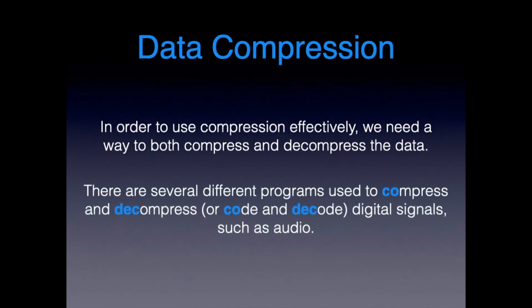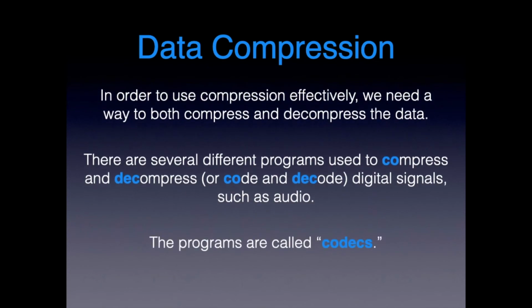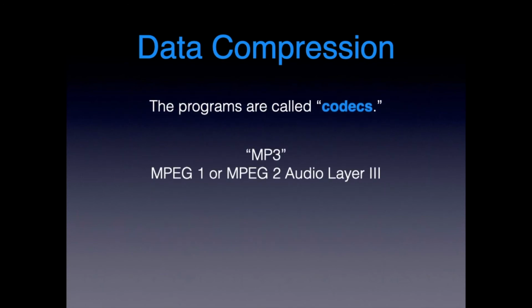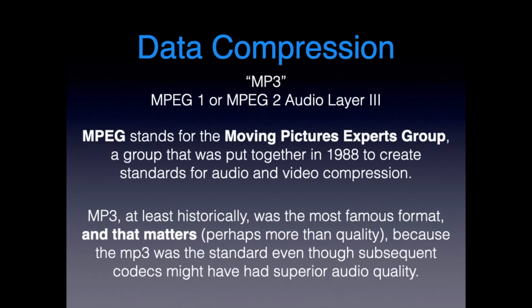So there are several different programs we use to compress and decompress, code or decode digital signals. We call these programs codecs. A codec that we commonly hear about is MP3, MPEG-1 or MPEG-2, Audio Layer 3. There's some debate about which codecs actually sound the best, but there's little debate that MP3 has the most name recognition. In the early days of compressed audio with Napster and other download sites, MP3 became synonymous with compressed music.